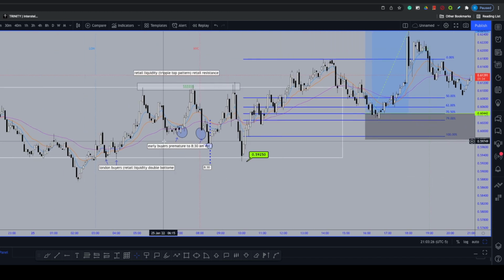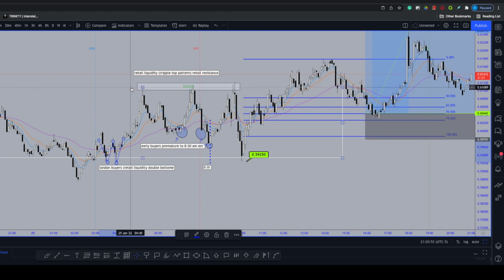So let's start with XRP. Prior to the New York session, let's focus on what London session did. I'm going to attempt to do this fast because my computer might potentially die. So we see London buyers, retail liquidity in the form of a double bottom formation right here. We can see that the market came down and created a double bottom formation. London session caught buying opportunities. When price was passed over to New York session, you can see here how in this area we created some type of retail resistance. Let me get rid of this consolidation box.